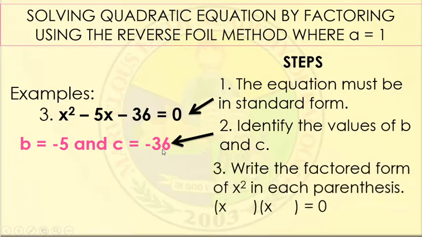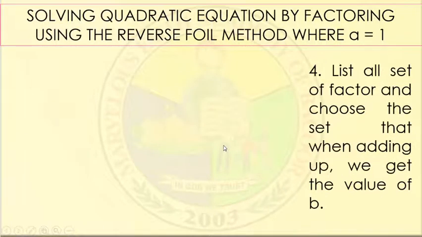Next, write the factored form with x in each parenthesis. Okay, so isusulat natin ulit ang factored form natin. Quantity x, tapos lagyan lang natin ng mga space kasi mamaya i-fill up natin yan. Yung factor ni 36 na kung saan makukuha natin yung sum ni b na negative 5. List all sets of factors and choose the set that when added, we get the value of b. Kunin na natin ngayon ang mga factors ni negative 36. Again, pag sinabing factor, ano yung dalawang number na kapag i-multiply mo, makukuha mo yung product ng negative 36.